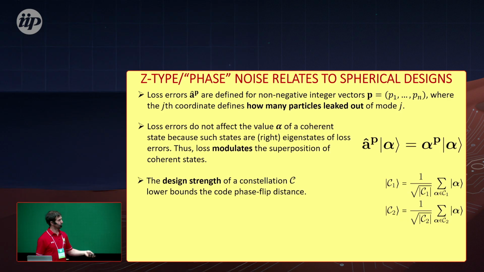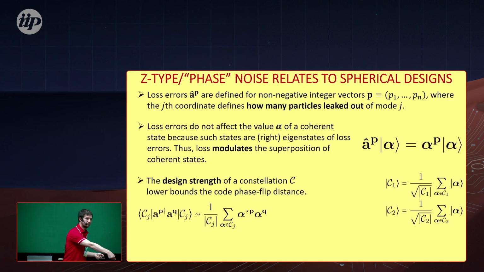And here, some of you mentioned designs in your talk, so I figured I'd mention this. Being a design is actually sufficient to protect against this type of Z-type noise, or phase noise. Namely, if you think of these operators as tools the environment has to access your code by measuring expectation values in the different logical states, Cj, where j goes from 0, 1, 2, etc., you can see that, because of this equation, the expectation values correspond to just averages of these monomials over the constellation of coherent states present in this code.